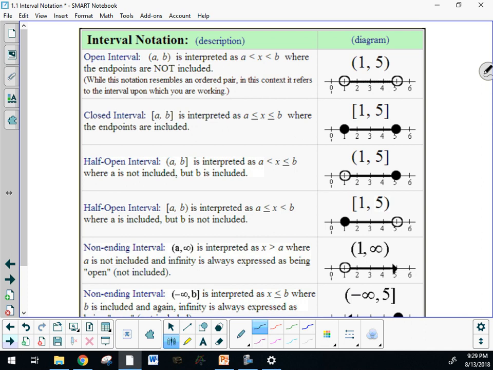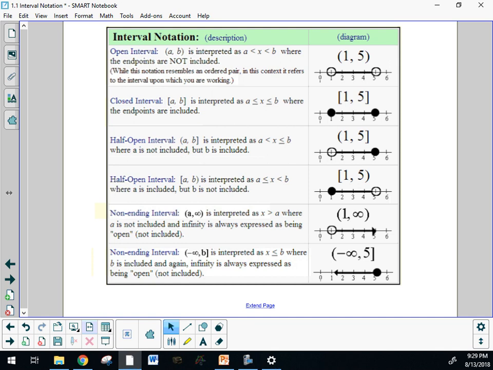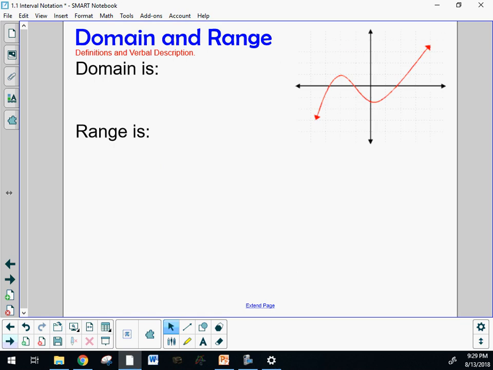This sheet is in your notes. It's kind of just showing you all those different combinations for your reference. It shows you both open and closed intervals on both sides. So that's just for reference if it helps you to look at it and see all those different combinations together.